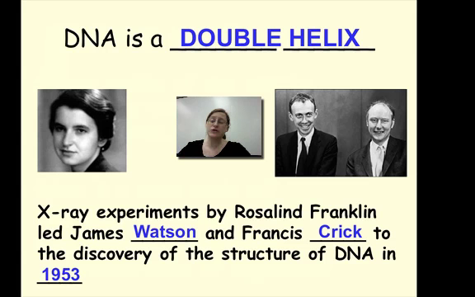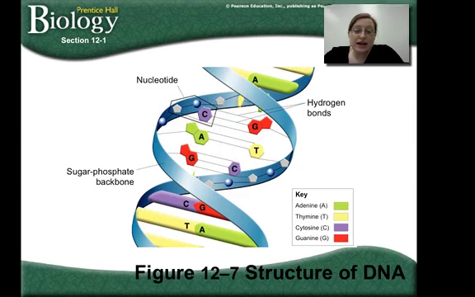There was a lot of controversy around this because Watson and Crick were the ones who were awarded that Nobel Prize, and that came with a lot of fame and fortune, whereas Franklin, she didn't even get an honorable mention. So, if you are asked this question on a test, it is Watson and Crick who are given the credit for discovering the structure of DNA as a double helix. So what exactly does that mean?